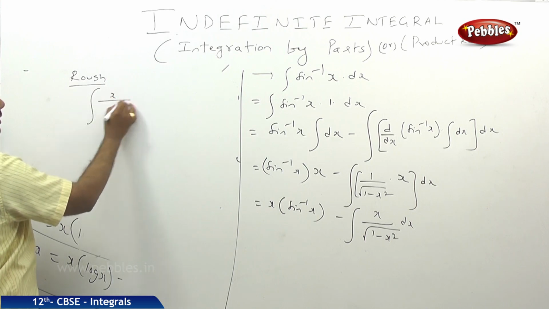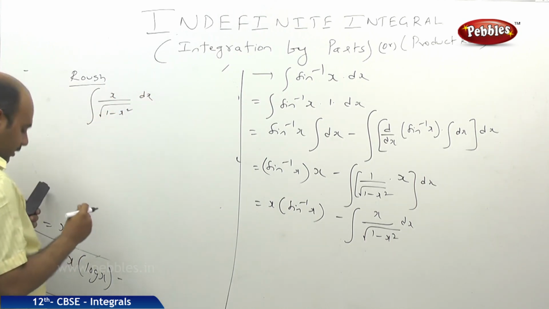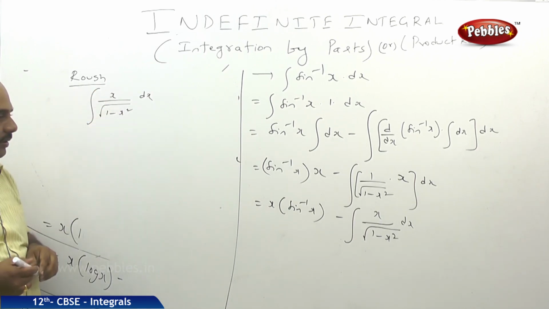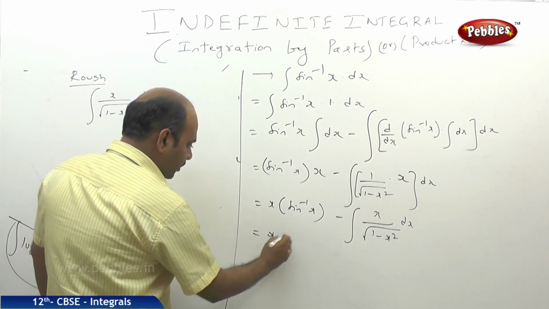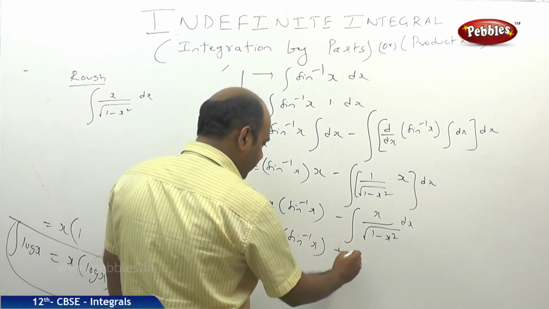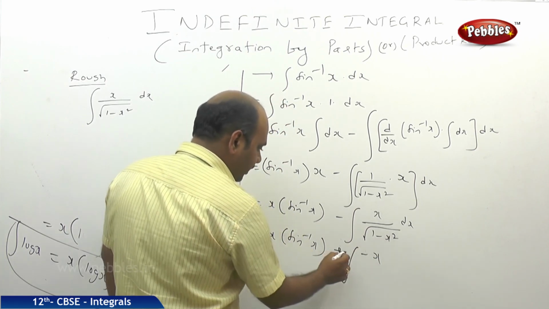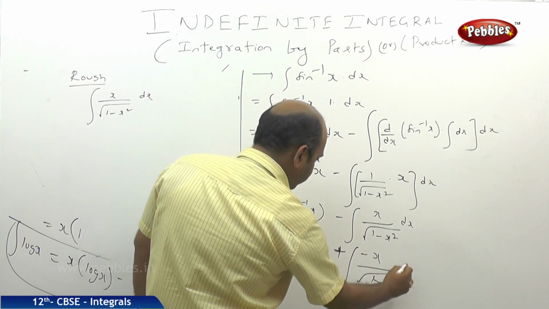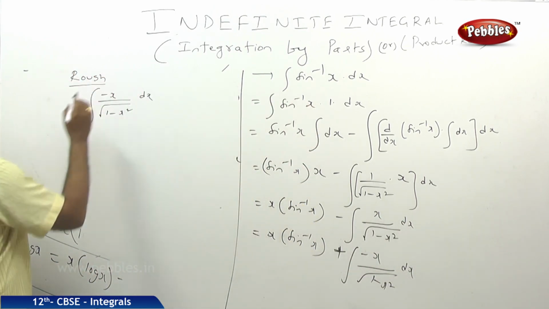Integral of x by under root of 1 minus x square dx. Now I will be calculating integral of x by under root of 1 minus x square dx. But before that I'll be doing another step: x into sine inverse of x plus, and here I will write minus because minus I will take inside the integral, so it becomes plus divided by under root of 1 minus x square dx. So here I will write minus.